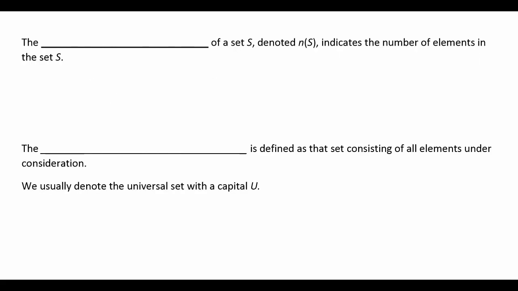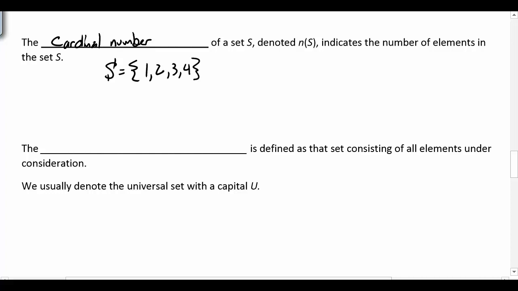Okay, the cardinal number of set S, let me write that out so we can see what I'm trying to say here. The cardinal number of set S, denoted by n of S, indicates the number of elements in set S. Okay, so let me give you just a short example here. Here's set S, and I'm going to put those elements in it. So if I ask you what is the cardinality of that set, you would simply count up the number of elements, and that particular example has 4 in it.